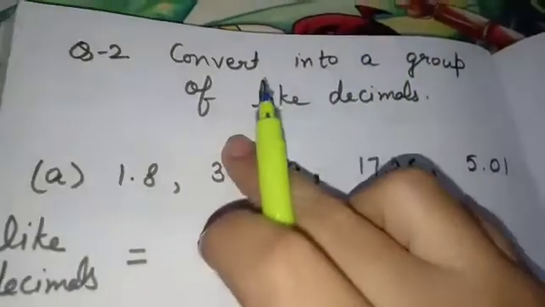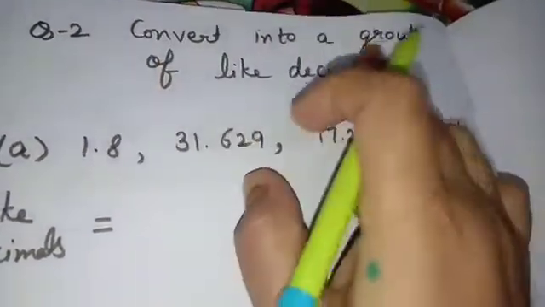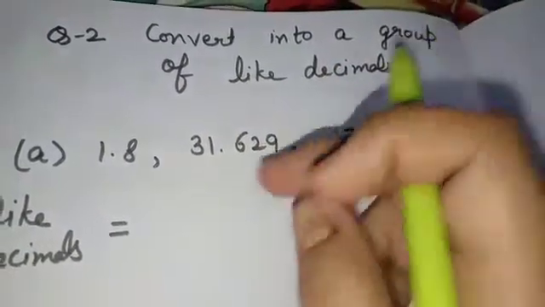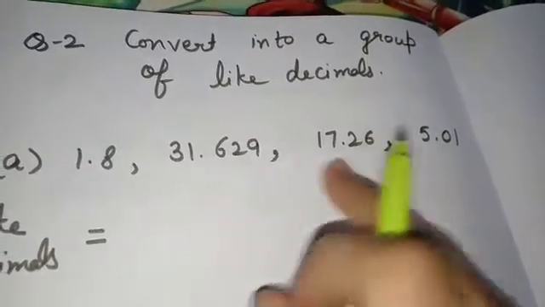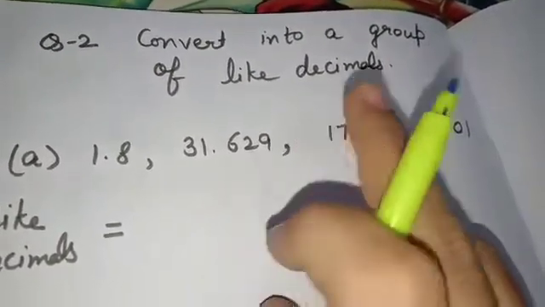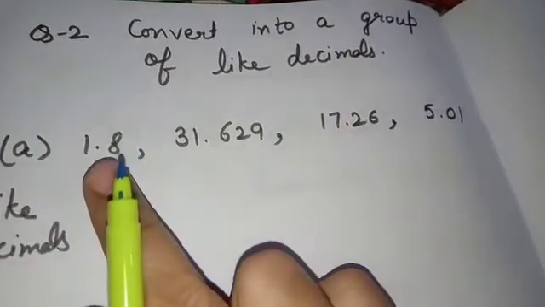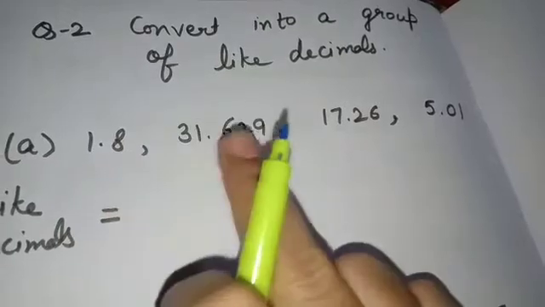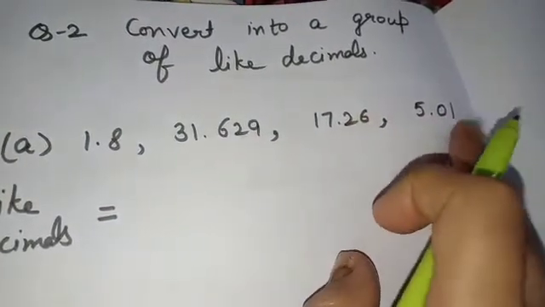Let's move to question number 2 of worksheet 5. What is it? Convert into a group of like decimals. We have been given some decimal numbers. These are unlike, but we have to convert them into a group of like decimals. Now how can we convert? It's so easy. Beta, here there is 1 digit after the decimal. There are 3 digits, 2 digits and 2 digits.